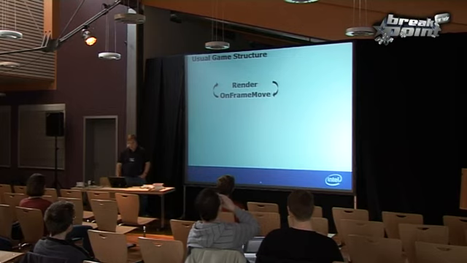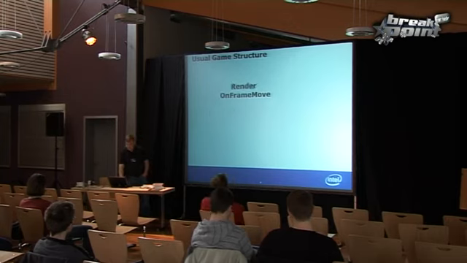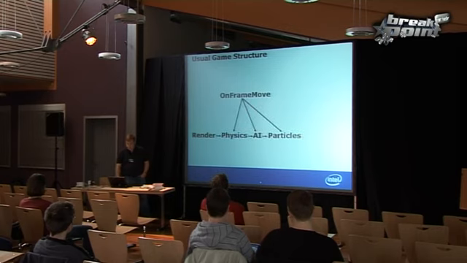Okay, so the usual game structure: render, on-frame move, update world, whatever you want to call it. It's a pretty cyclical type of thing. Change everything in the world, then render it out to the graphics card. The on-frame move usually consists of a bunch of different things like physics, AI, particle systems, etc.